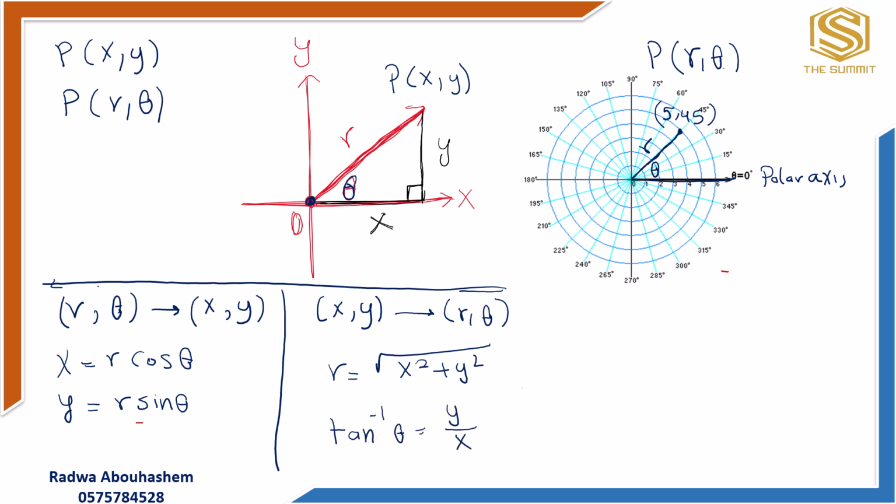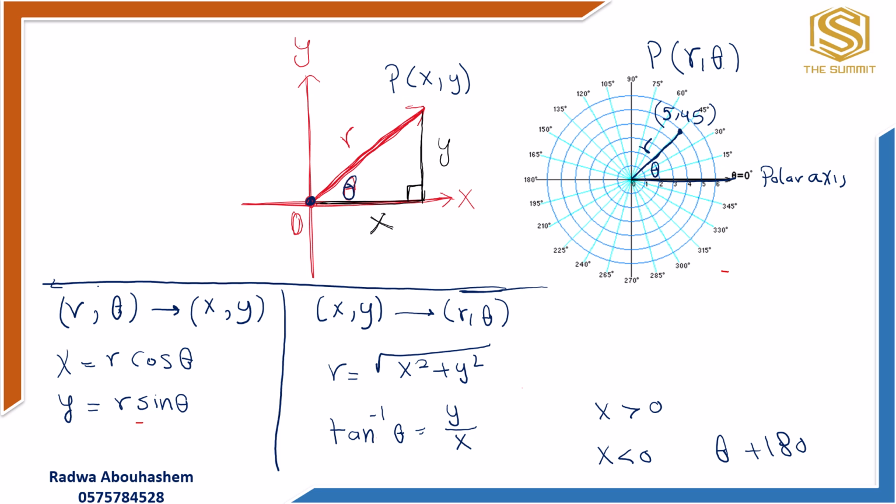But remember, if the x was greater than 0, I will just leave it. The angle is the same. But if x is smaller than 0, I have to add 180 to theta. You remember this rule? So easy. Let's try an example to apply on it.